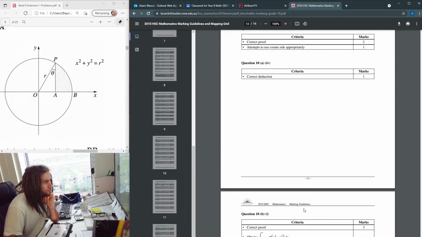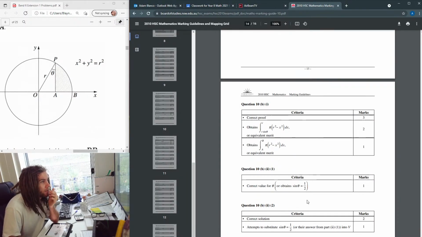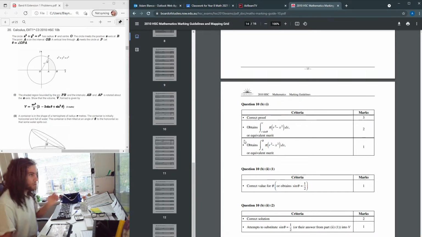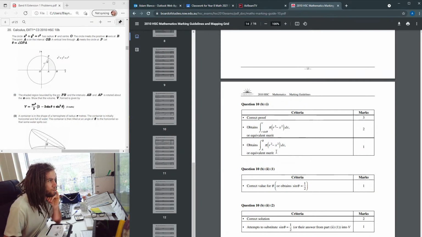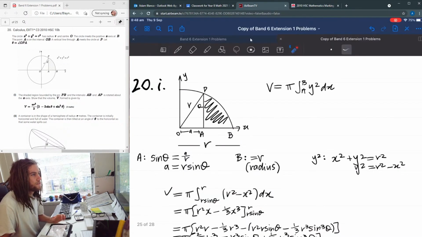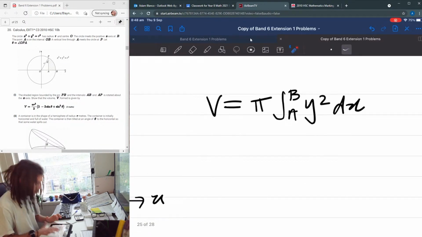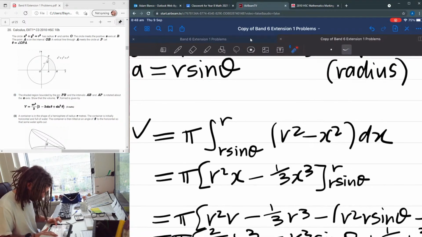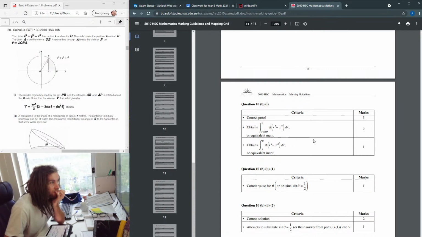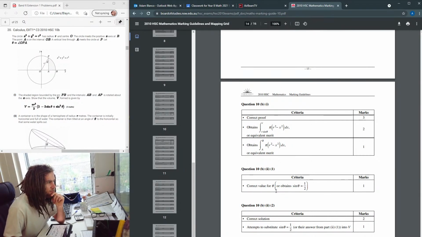Cosine rule. Oh, these ones. Okay. Obtains that. All right, so the first mark goes from, oh, obtaining. Oh, that's how I wrote it. That's cool. Okay, so the first mark goes from obtaining that. The second mark comes from obtaining that, and then finishing it off. Correct value for theta, or obtain sine theta equals a half.